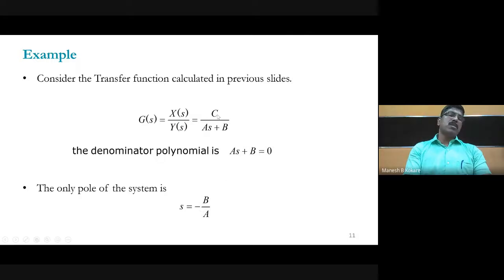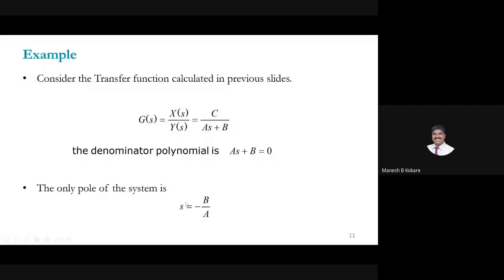What about zeros? There is no zero. The only pole of the system is located at minus B by A.